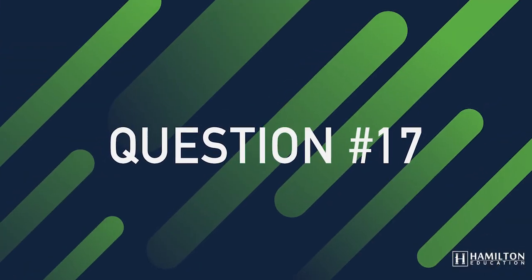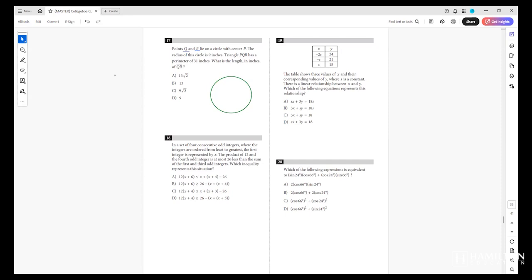Question number 17. Points Q and R lie in a circle with center P. So we know the center is P. The radius of the circle is 9 inches. Okay, so if we draw a line from the center to the edge, that's 9. Triangle PQR has a perimeter of 31 inches. What is the length of QR?